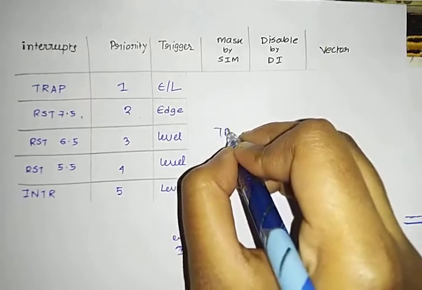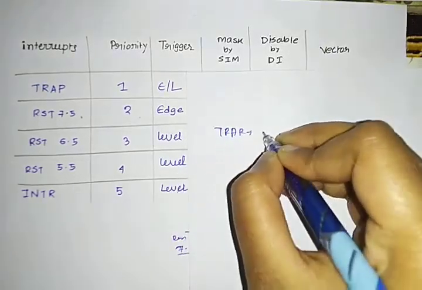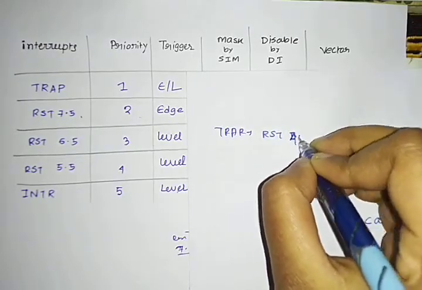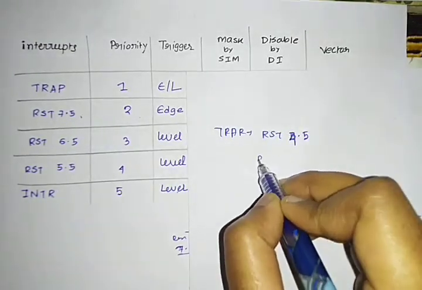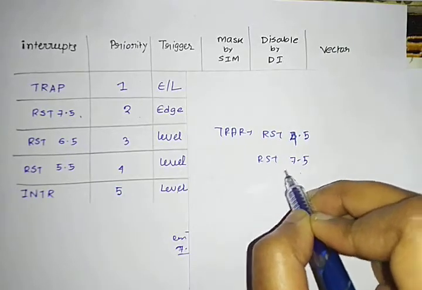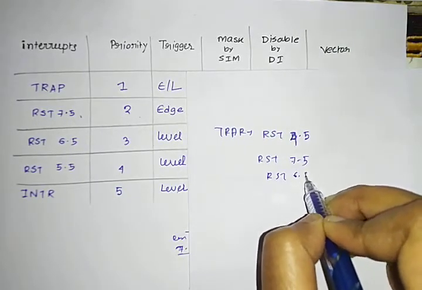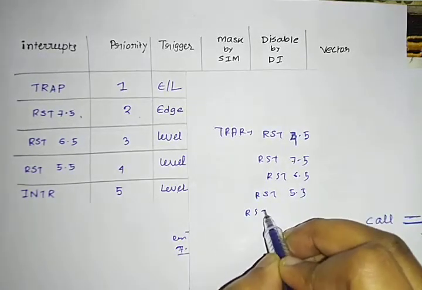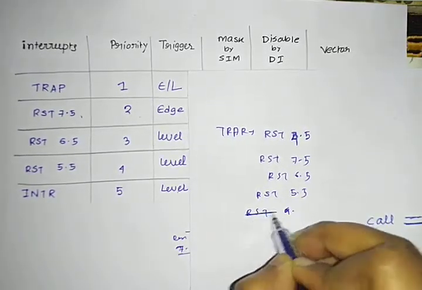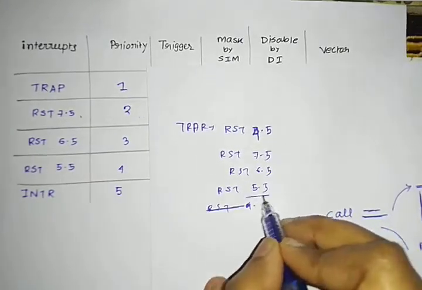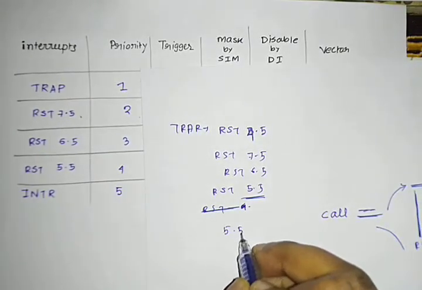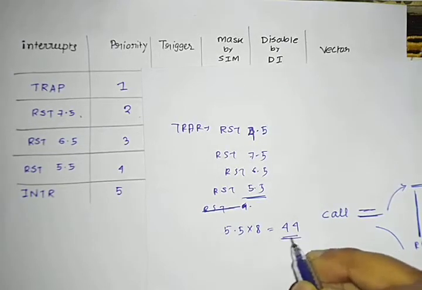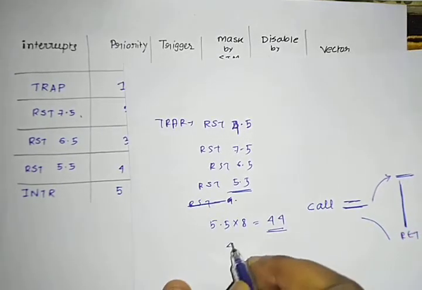First, trap, which was in real RST 4.5, RST 7.5, RST 6.5, RST 5.5, RST 4.5. So 5.5 into 8 is 44. Turn this 44 into a hexadecimal number. What will happen?